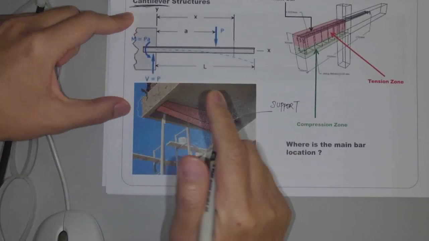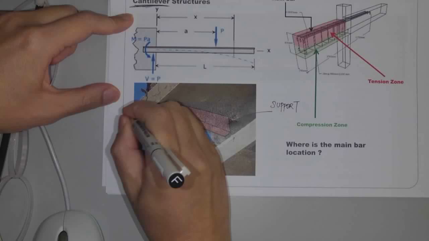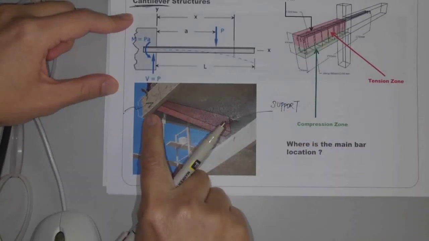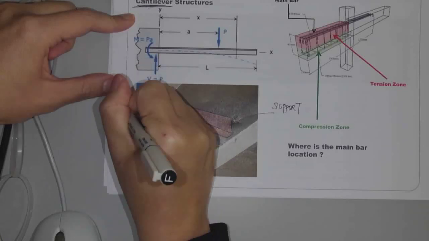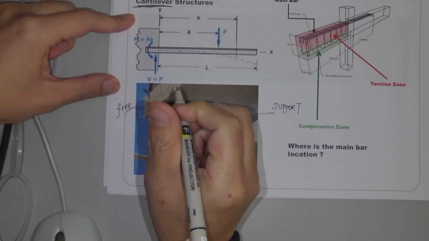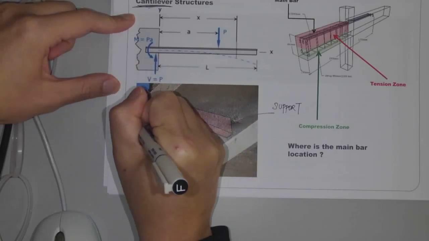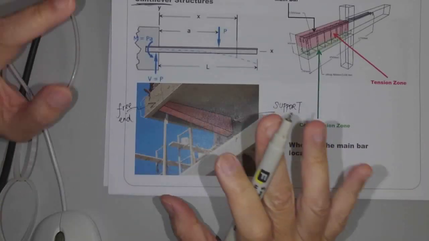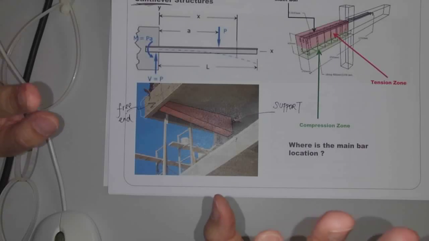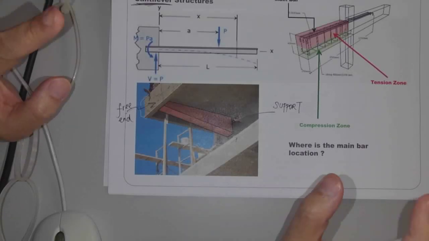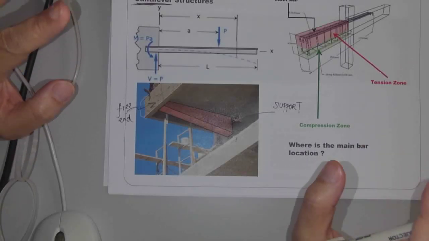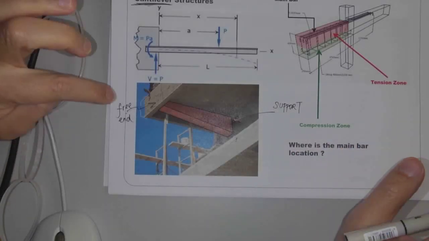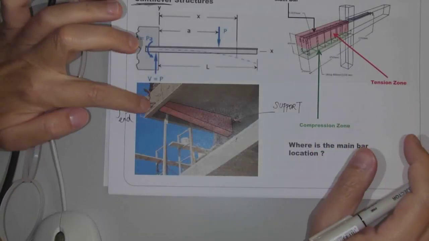This end is the free end. This end here, that's a free end. F-R-E-E, free end. Free means there's no support there. It's free of any support. So it's called a free end.